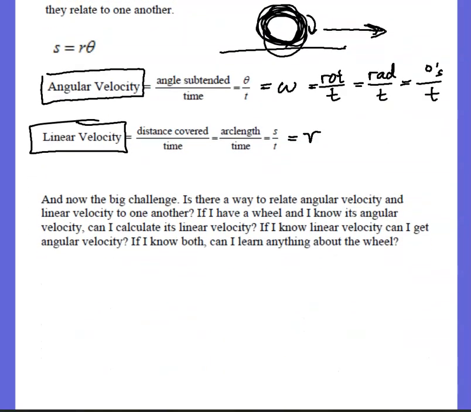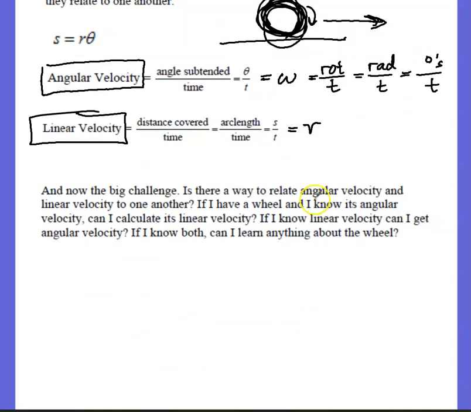Okay, so the big challenge is, is there a way that I can relate these two things? If I know the angular, can I get the linear? And if I know the linear, can I go back to the angular? Well, this little relationship right here is going to help us do that. Okay, so if I know the angular velocity, which is theta over time, right, and I want linear. Well, let's look at what linear is. Linear is S over T.